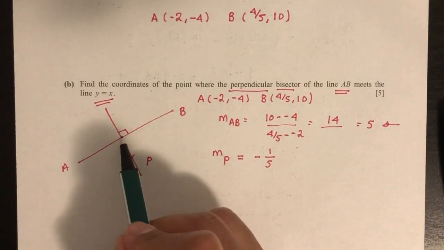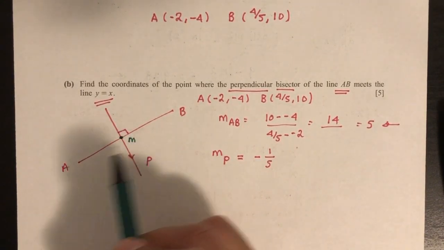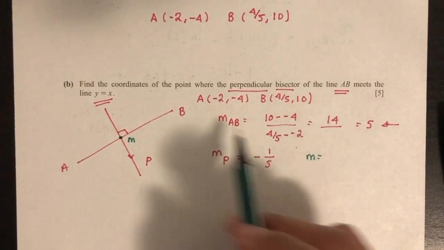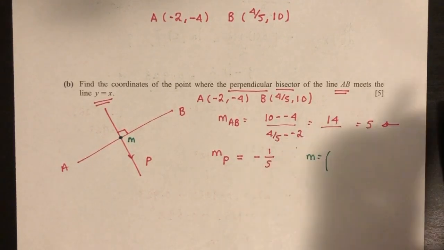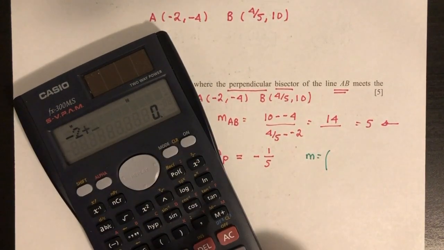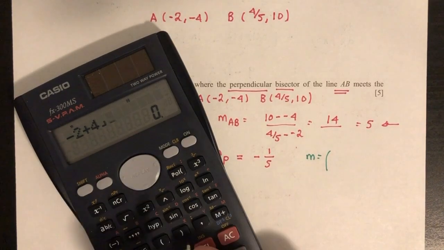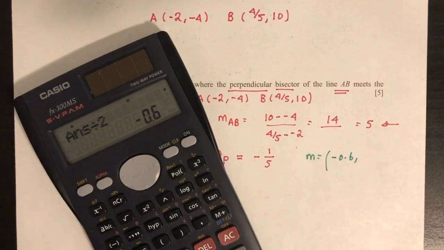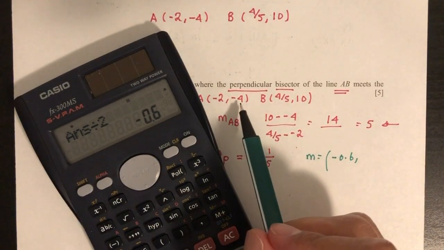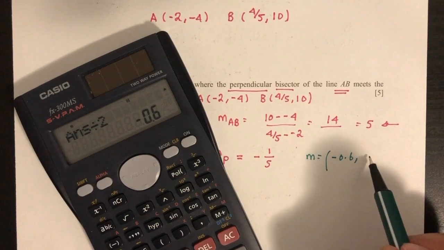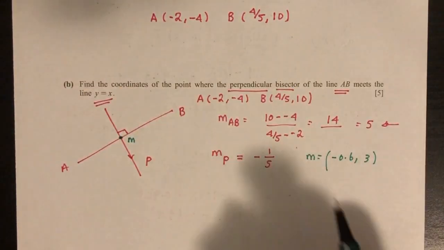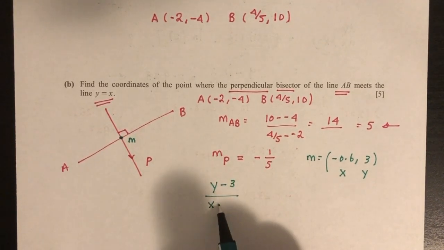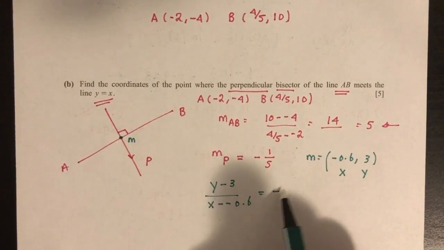Now we have to find the equation of this line. We have to look at this point, which is the midpoint of A and B. So what is the midpoint? M is x1 plus x2, so x1 is minus 2 plus 4 over 5, divided by 2. That will be minus 0.6, the first point. For the y value, y1 plus y2, that will be 6 divided by 2, which is 3.